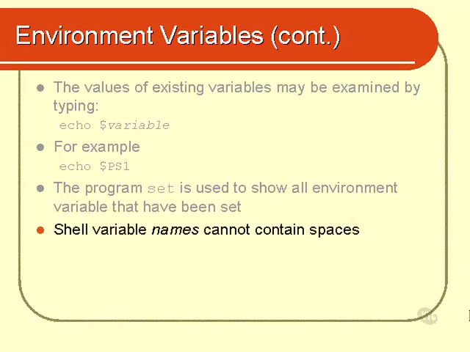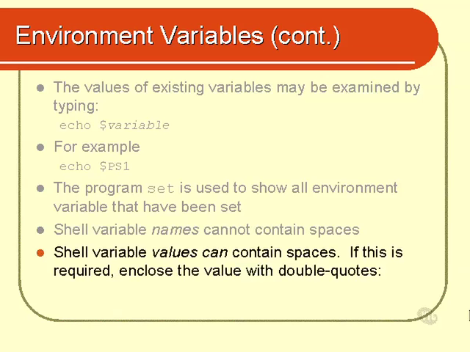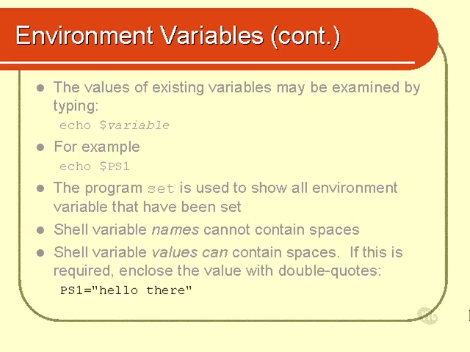Shell variable names cannot contain spaces. So in other words, the PS1 bit cannot contain any spaces. However, the values can contain spaces. But if you wish for your shell variable values to contain spaces, you have to do it in a very special way. You have to enclose the value in double quotes, like you can see, PS1 equals "hello there".